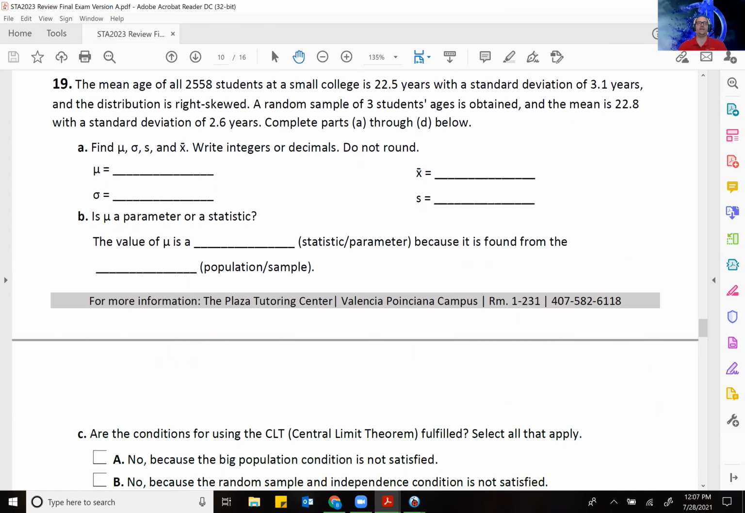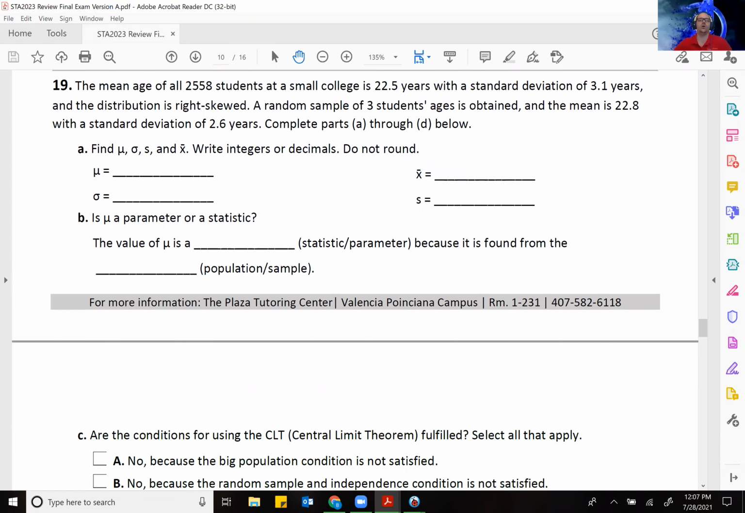Here we go. The mean age of all 2,558 students at a small college is 22.5 years with a standard deviation of 3.1 years. And the distribution is right skewed. A random sample of 3 students' ages is obtained, and the mean is 22.8 with a standard deviation of 2.6 years. Let's complete the following. So first, part A. It wants to know who is mu, who is sigma, who is x bar, who is s.